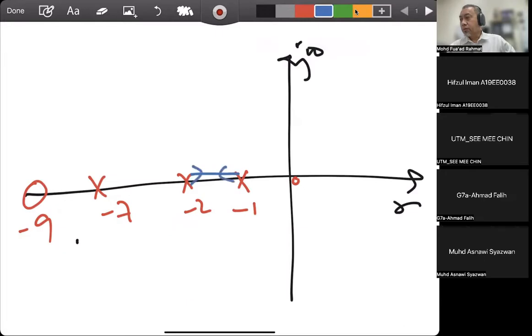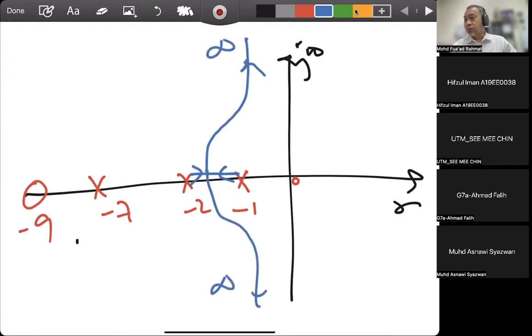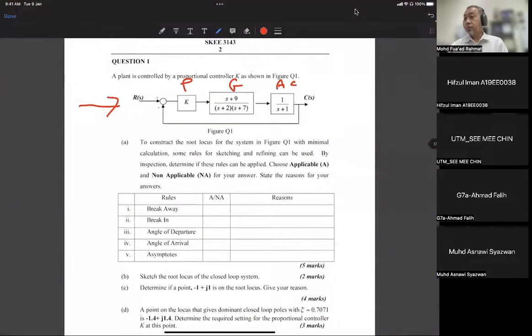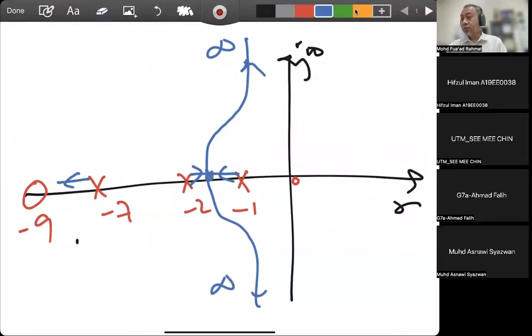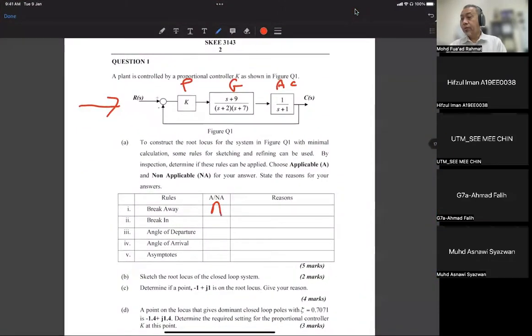And then we will go something like that. Ended at infinity. Then this one starts from poles and ends at zeros. So the question is breakaway point. Is there any breakaway point in this plot? Yes, we have here. It is a breakaway point. So it's available. And the real axis exists.